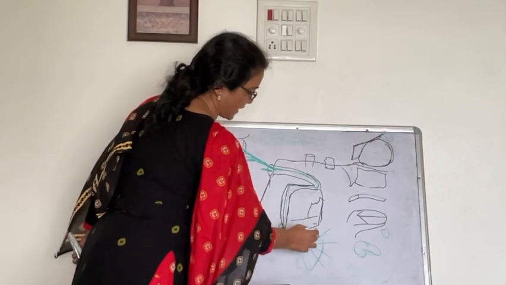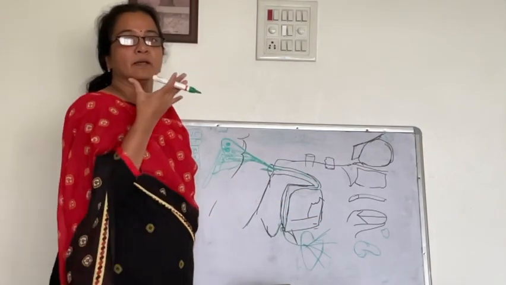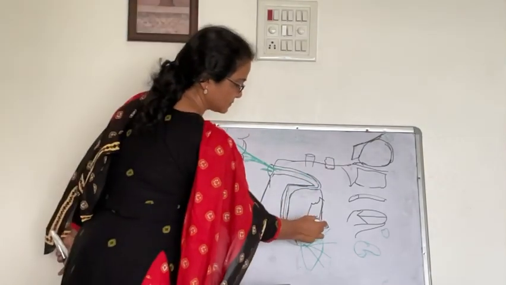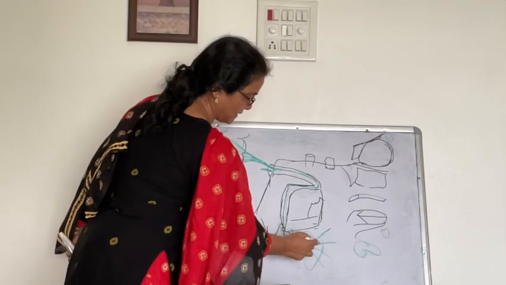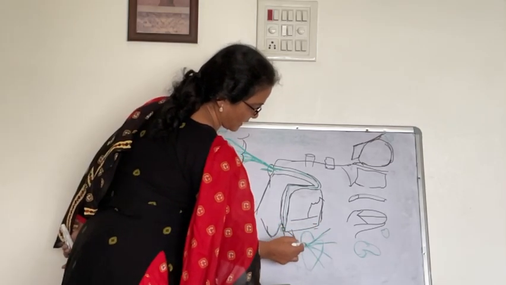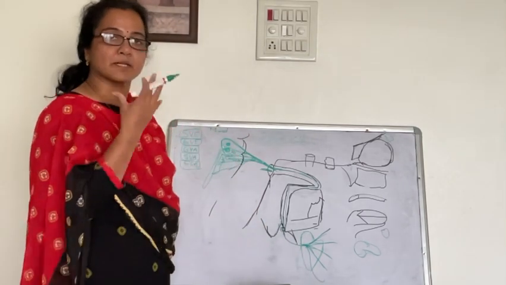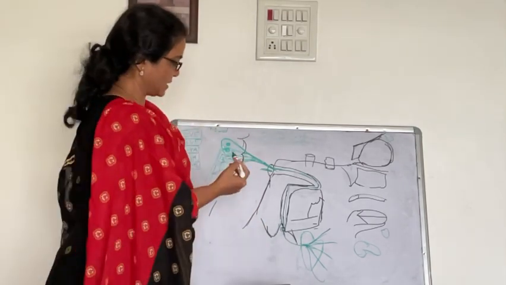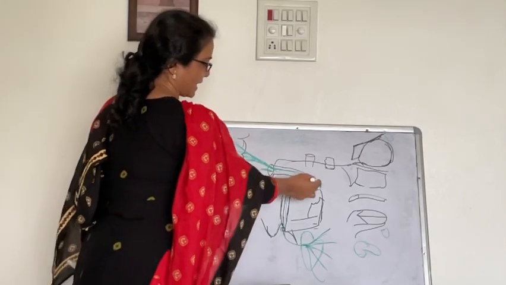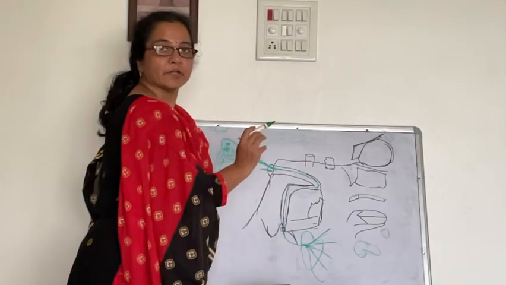It gives 5 branches, just like a crocodile's feet: the temporal branch, then upper buccal, lower buccal, mandibular and cervical branches, which supply all the muscles of facial expression. So these are the motor fibers which supply the facial muscles.